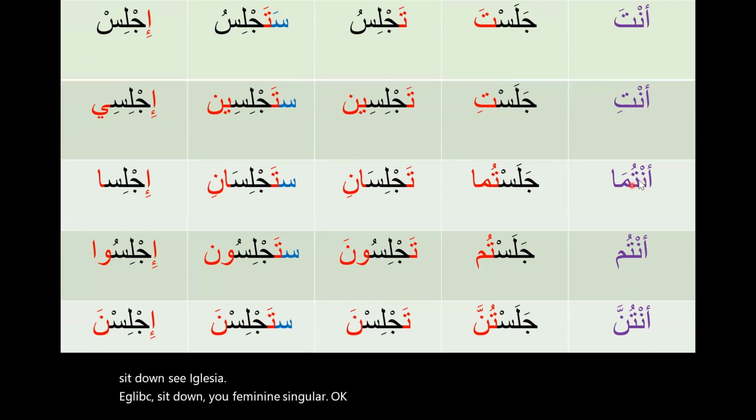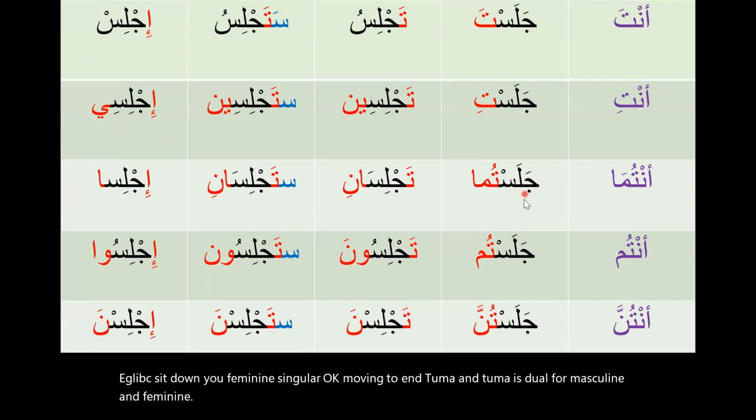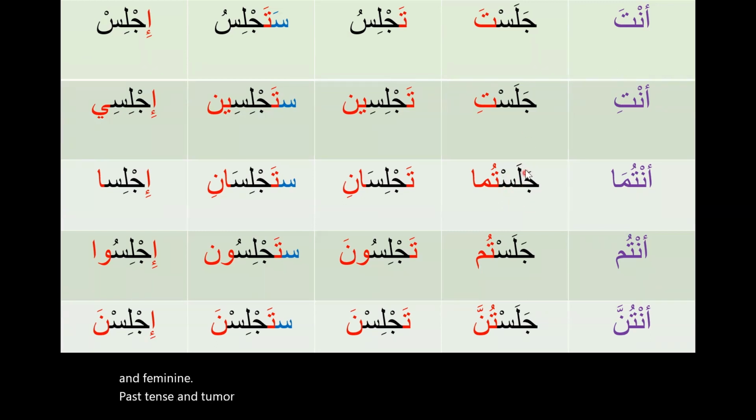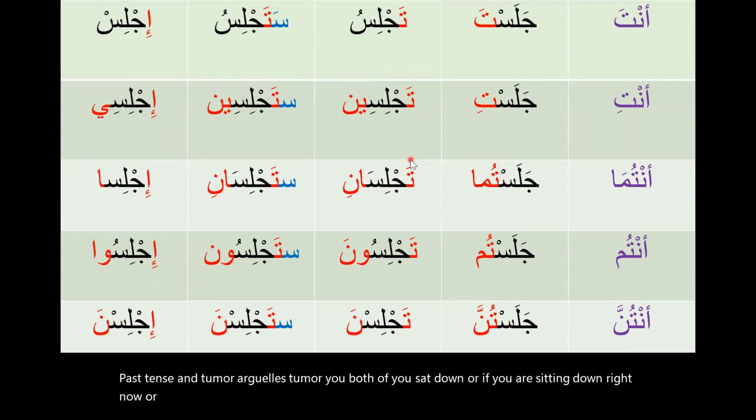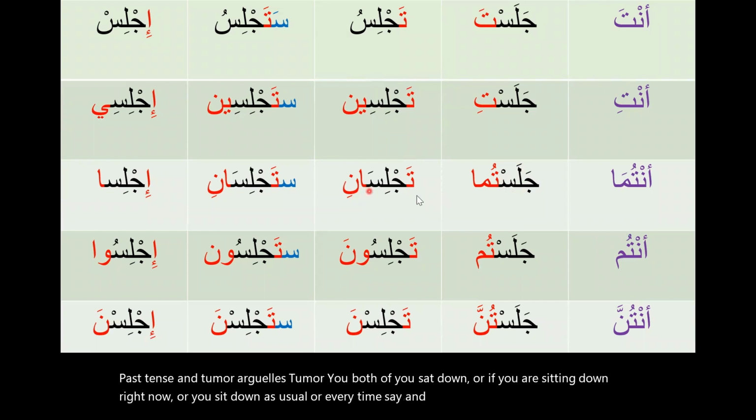Okay, moving to أنتما. أنتما is dual for masculine and feminine. Past tense, أنتما جلستما. You both of you sat down. Or if you are sitting down right now, or you sit down as usual or every time, say أنتما تجلسان.